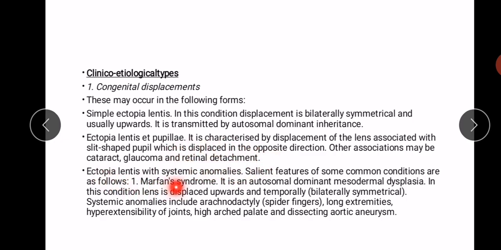Then ectopia lentis with systemic anomalies. For example, in case of Marfan syndrome, that is a connective tissue disorder. It is an autosomal dominant mesodermal dysplasia. In this condition, lens is displaced upwards and temporally, bilaterally symmetrical. Systemic anomalies include arachnodactyly, spider fingers, long extremities, hyperextensibility of joints, high arched palate and dissecting aortic aneurysm. So in Marfan syndrome, these conditions are also seen along with ectopia lentis.